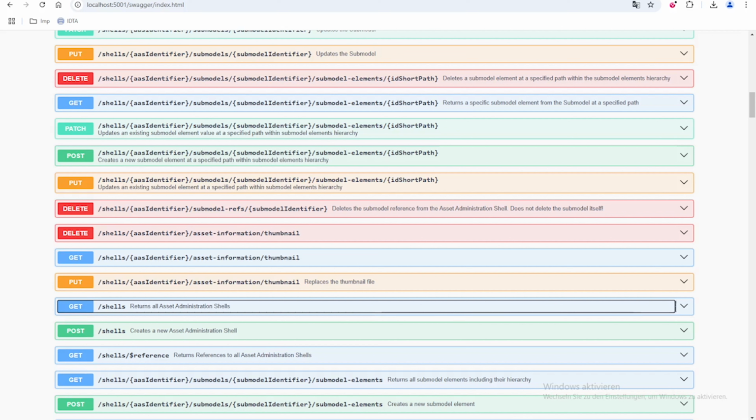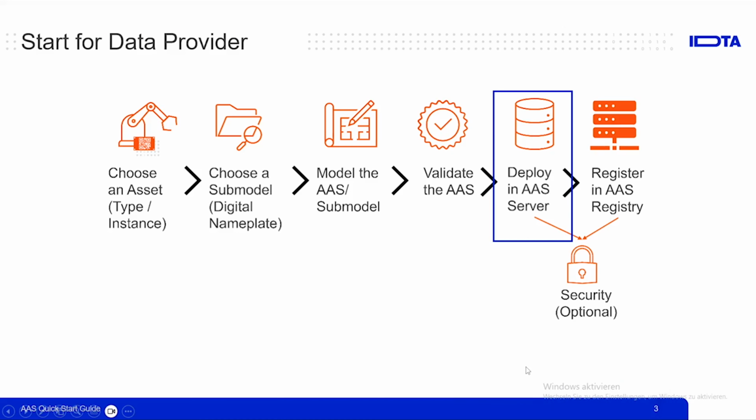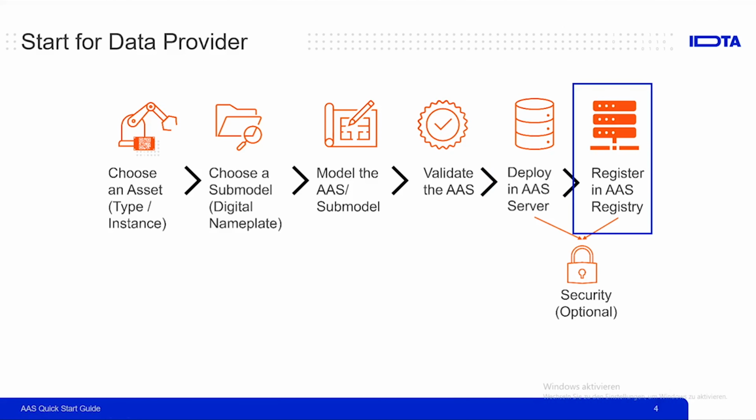So coming back to the tutorial, in this video, we have seen how to deploy a shell in the server. Now, in the next video, we will be focusing on how to register this shell to the AAS registry so that it is discoverable by others as well. If you are interested in the registry part, stay tuned with the series.